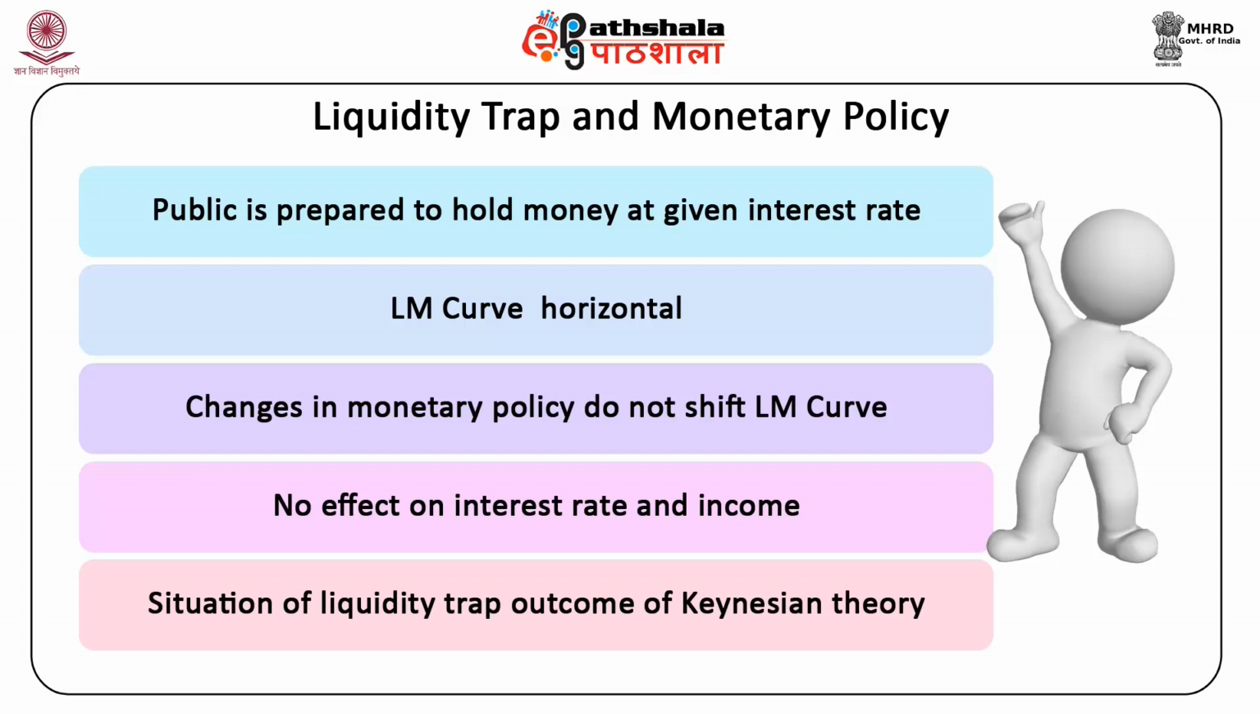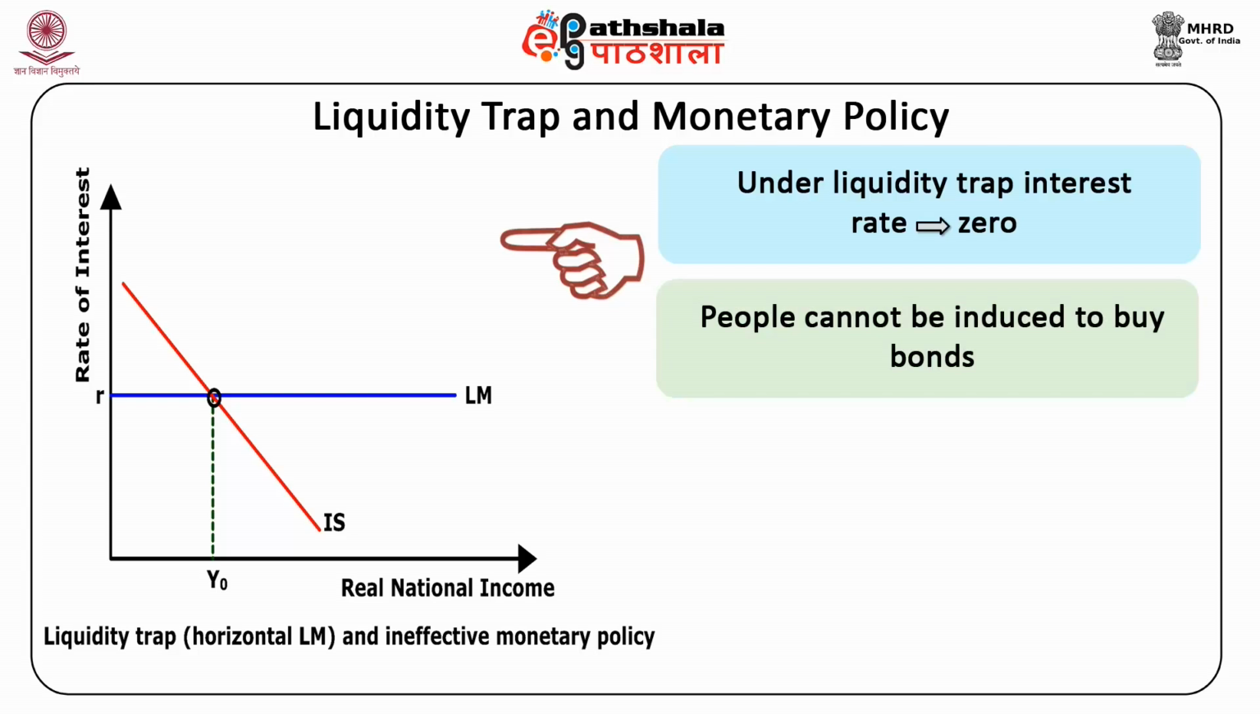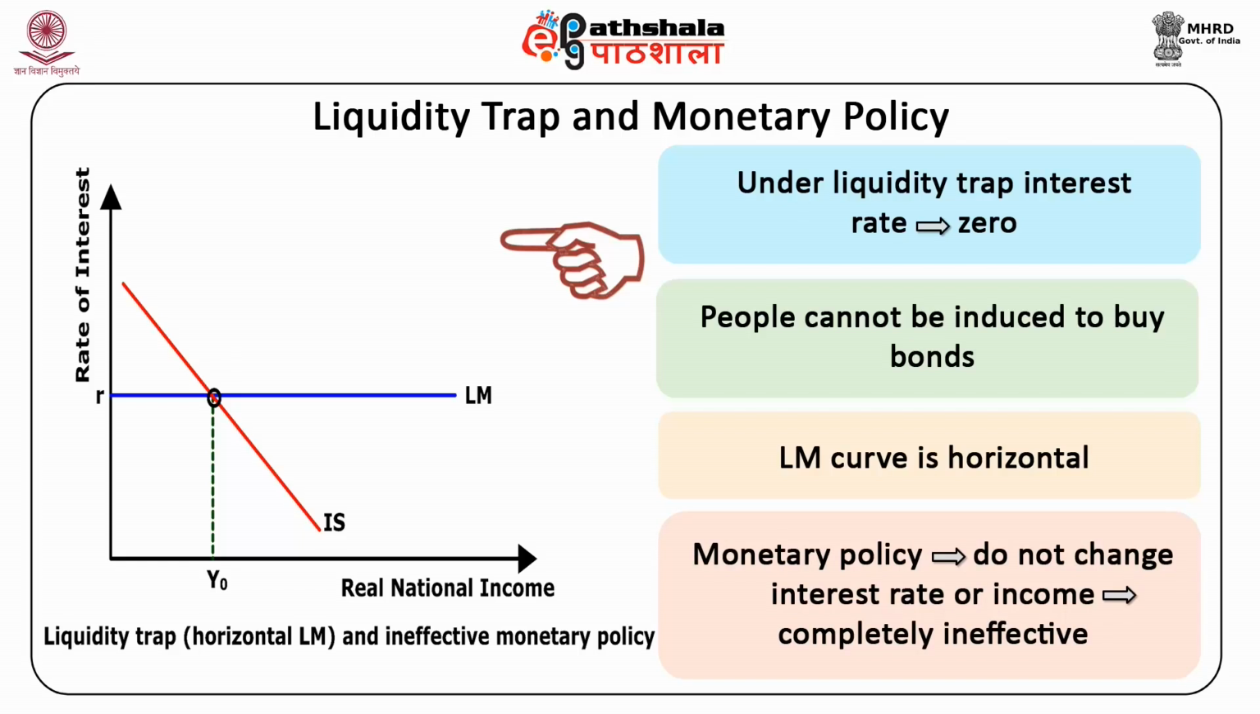The situation of liquidity trap is the outcome of the Keynesian theory. Under liquidity trap, the interest rate in the economy is so low that with the increase in real balances, people cannot be induced to buy bonds which pay zero interest rate. In liquidity trap, the LM curve is horizontal and monetary policy carried through open market operations does not change either interest rate or income. This implies that when the economy is in liquidity trap, monetary policy is completely ineffective.